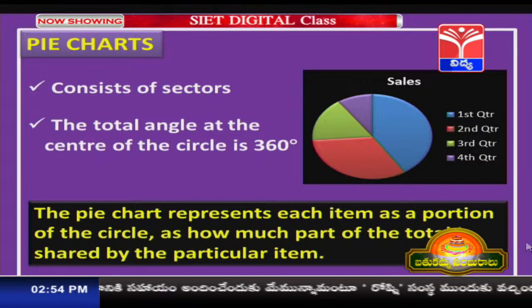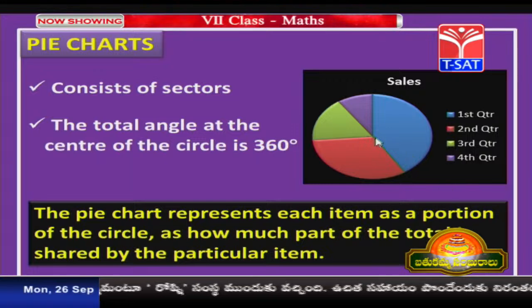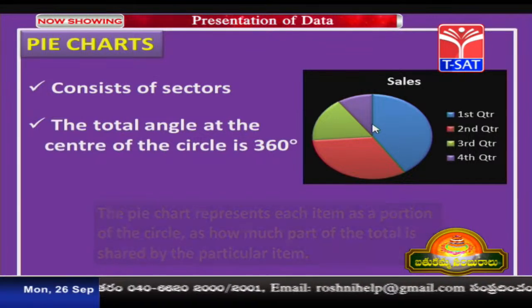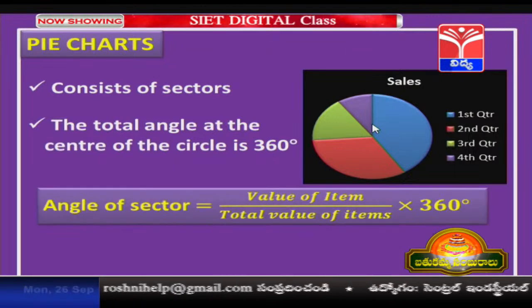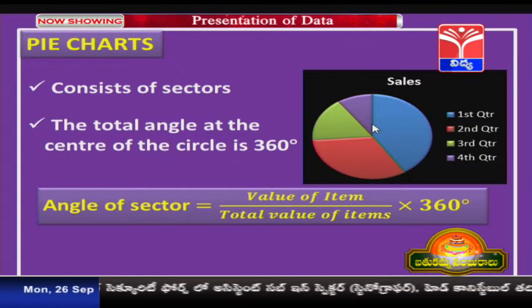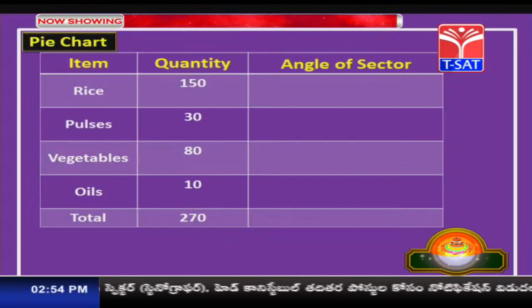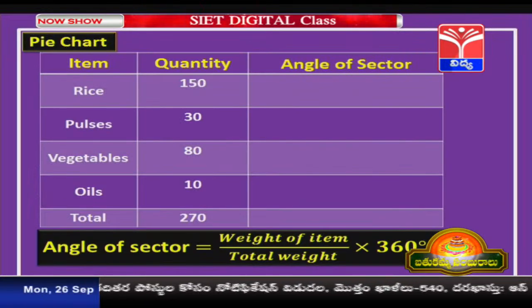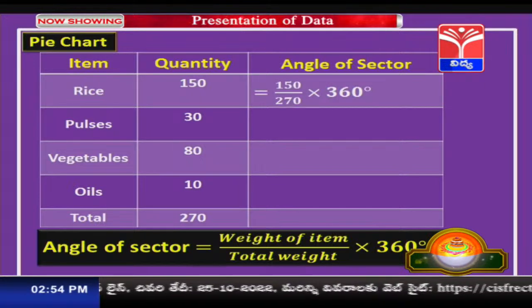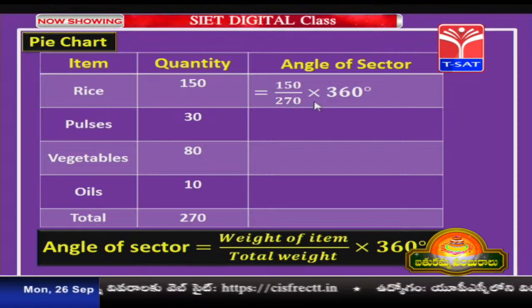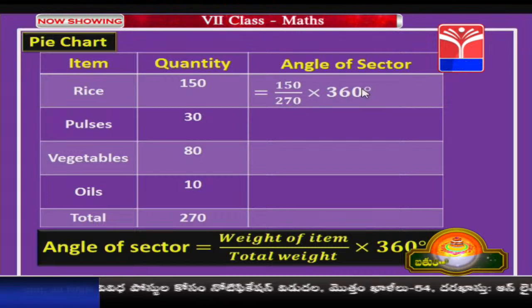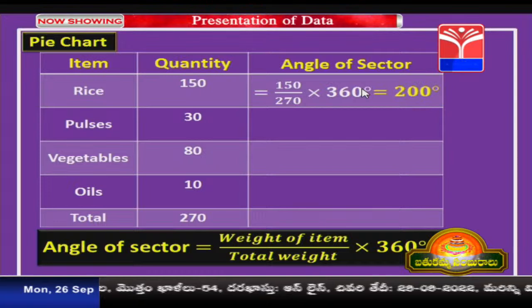That means exactly at this point, if you notice, this is the center, and the complete angle here is 360 degrees. The angle of a sector is calculated by the formula: value of the item divided by total value of the items, into 360 degrees. Now, let us start calculating the angles. Angle of sector for rice is weight of the item divided by total weight into 360. So, weight of the item is 150 divided by 270, that is the total weight, into 360. On simplifying, you get 200 degrees.